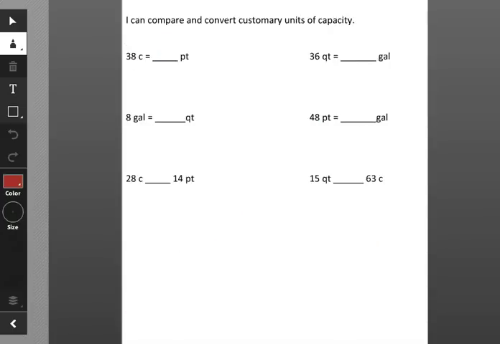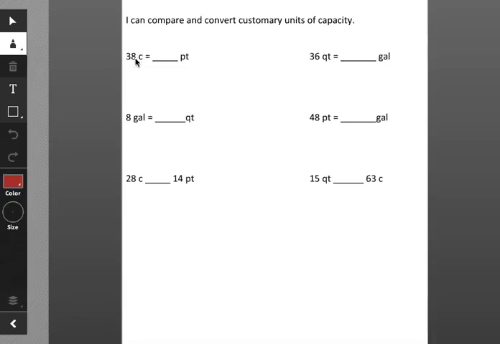Now, we also can convert customary units of capacity. Capacity is when you're dealing with volume, the amount of space that something takes up. So cups, pints, quarts, gallons, fluid ounces. In this type of problem, you would do the same thing. You're going to be using the reference sheet to help you compare or convert these different amounts. The same thing as with length, you're just referring to a different part of your reference sheet. So I'm going to do a couple of these and then I'm going to let you do some with your learning guide.